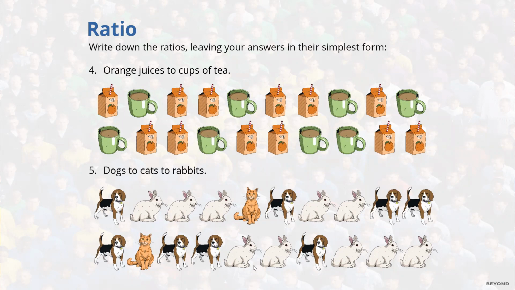All right, so that's number 4 and 5. Once you finish that, I want you to simplify it, please. Don't just write the answer, put the answer in simplest form. For number 4, we want the ratio of orange juices to cups of tea. And for number 5, we want the ratio of dogs to cats to rabbits. Now this one is 3 of them, so be careful for number 5. So we have 3 quantities and 1 ratio.